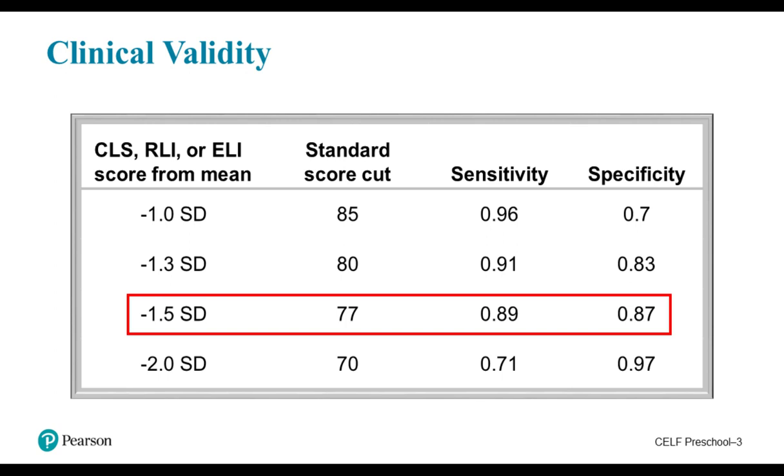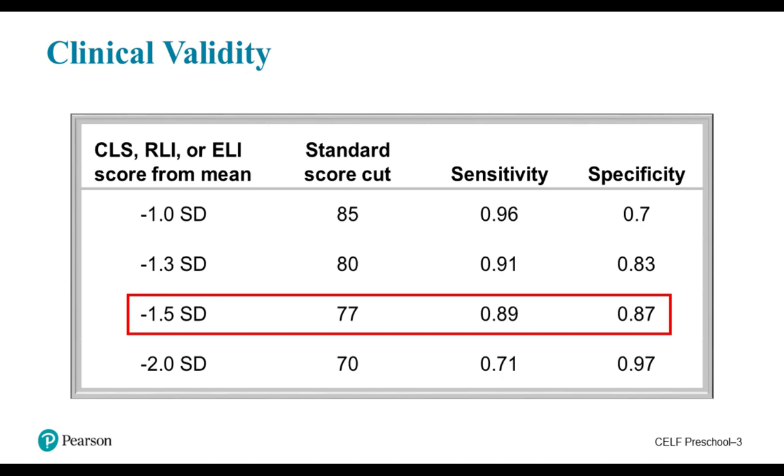So if you're using this cut point, you could see that we would have a sensitivity of 89%, identifying 89% of children with a language impairment, and a specificity value of 0.87 or 87%.